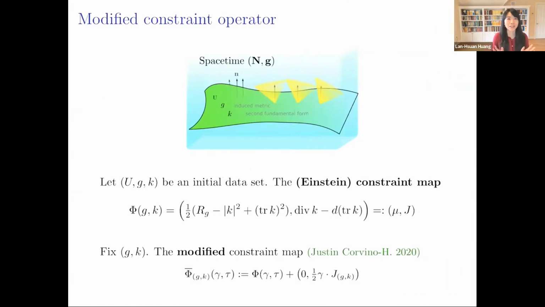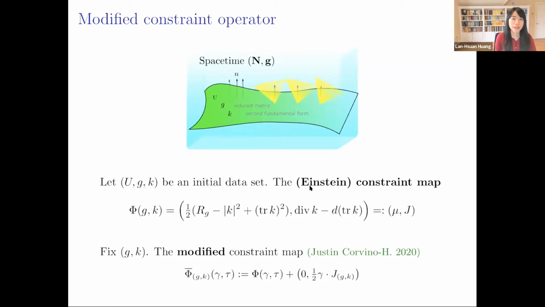So let's get some background. We want to talk about the modified constraint operator. But first, what would be the usual one? The usual constraint operator is this: if you look at spacetime, and then you take a spacelike slice, you have the initial data, which is an induced metric and an induced second fundamental form. We like spacetime to satisfy the Einstein equation, so the Einstein equation reduced to the slice gives a meaningful so-called constraint map.